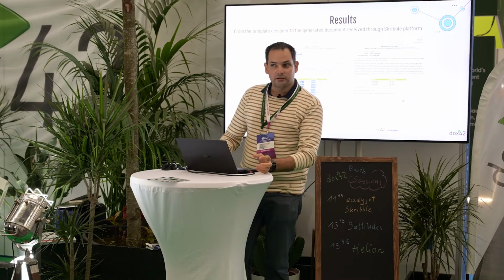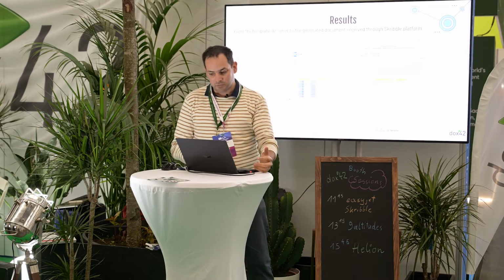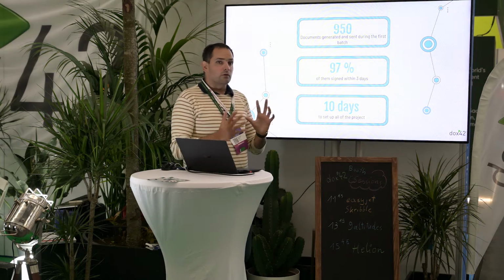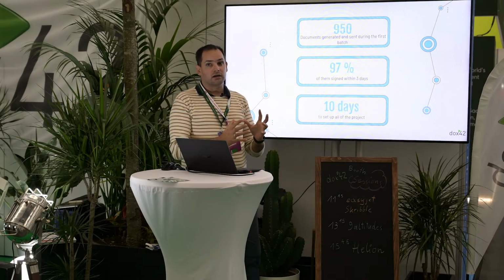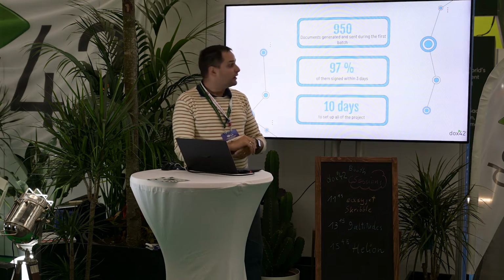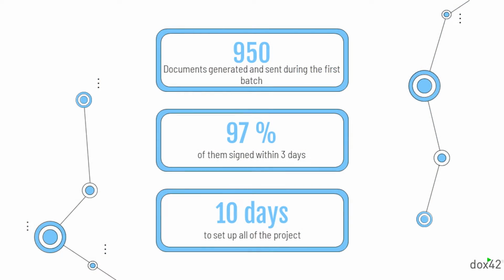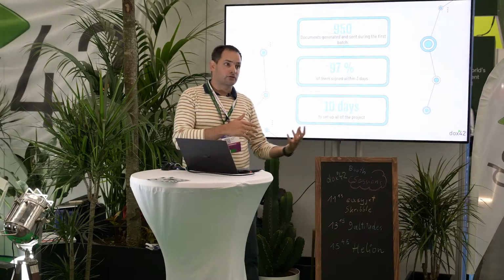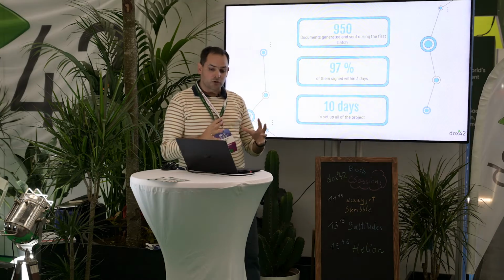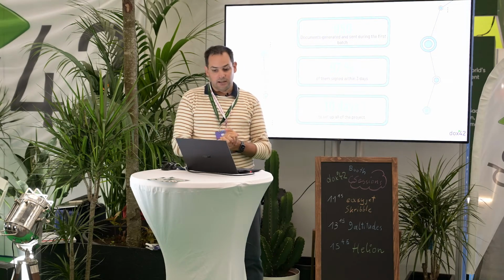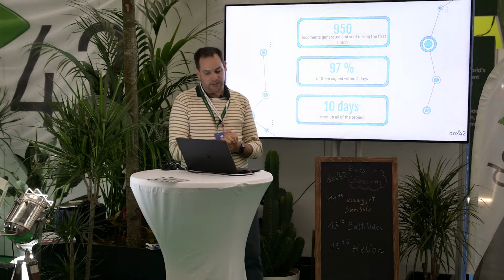The key data around this project is that around 1,000 documents were generated and sent during the first batch. These documents were generated and sent in less than 1 hour. 97% of the documents were signed within 3 days, as the mailing done by Skribble reached the employees directly, and this project was done in almost 10 days from the kickoff of the project to the first sending.